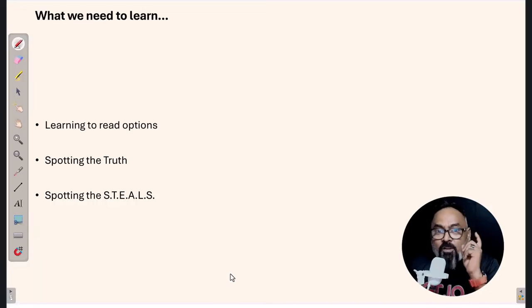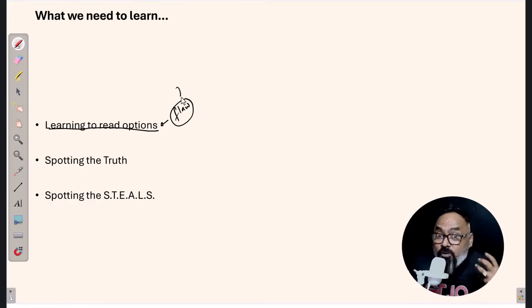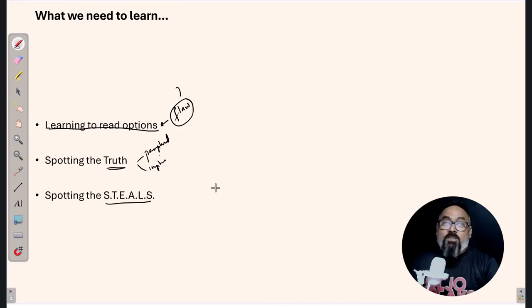We need to learn a few things. Learning to read options properly. Now, we just don't know how to read options. The way in which you have to read the options is finding out if there is any flaw in the option. That's how you want to read. We want to look for the flaw. We need to spot the truth, whether truth is paraphrased or truth is implied. And we have to spot the steals. I'm going to spend a good amount of time helping you deal with all of these three, and that's what you're going to learn next.